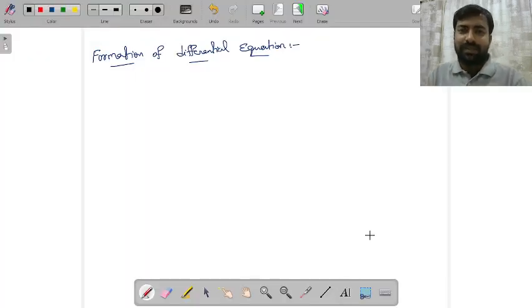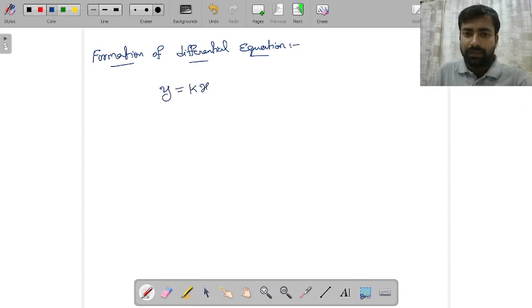Hello everyone. In this lecture, we are going to see how to form a differential equation from the given parameter family of curves. So first of all, let us try to understand what we mean by an n parameter family of curves. First, let's see a one parameter family of curves, that is y equal to kx square, which is one of the examples. Y equal to kx square represents a one parameter family of curves because the presence of k makes it a one parameter family.